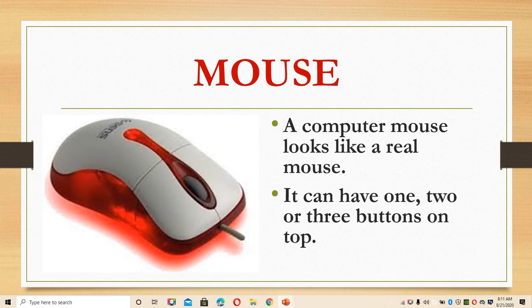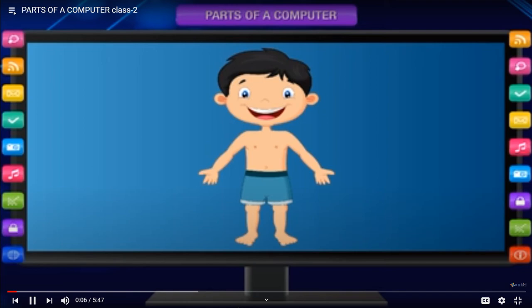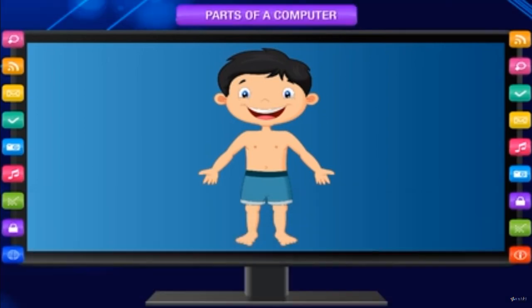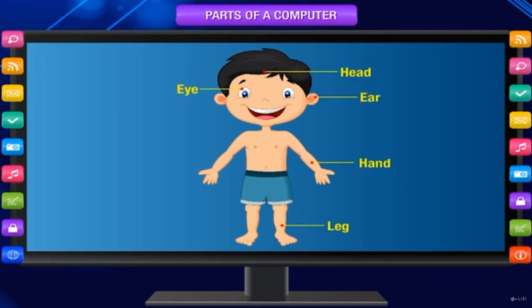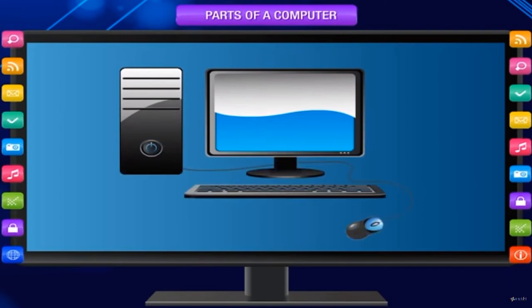Children, I hope that you have understood what I taught you today. Now, let us see a video to get more information. Children, our body has many parts which perform different activities for us, like hands, legs, head, eyes, ears, etc. Similarly, a computer also has parts that help it to perform different functions.